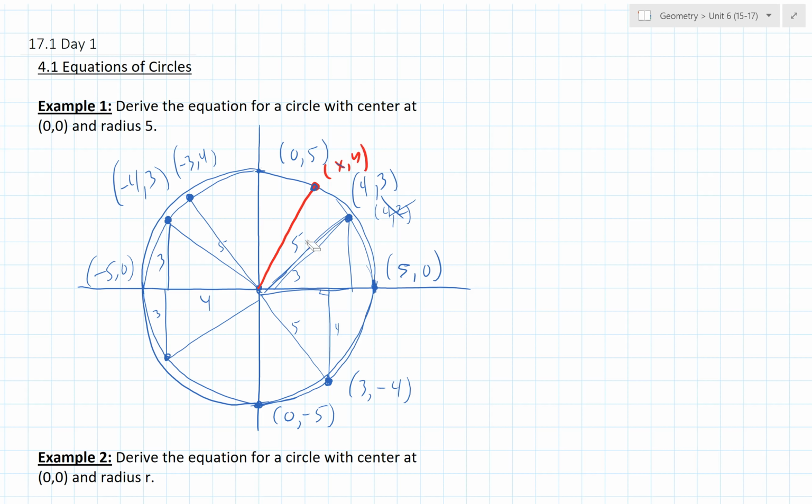Okay, now the way we tested the other points to see if they were on the circle was by using the Pythagorean theorem. So if this distance is x and this distance is y, and we know our hypotenuse is 5, what equation could we write? Using that right triangle. Discuss in your group, see if you can write down an equation that has an x and a y in it that would show the relationship for any point that's on that circle.